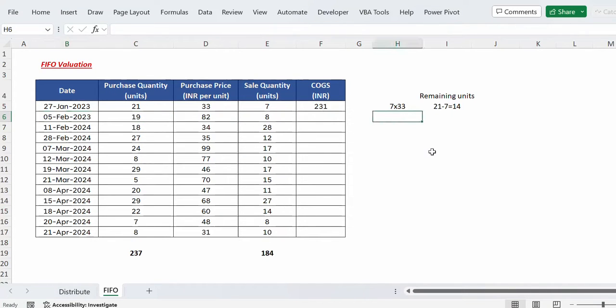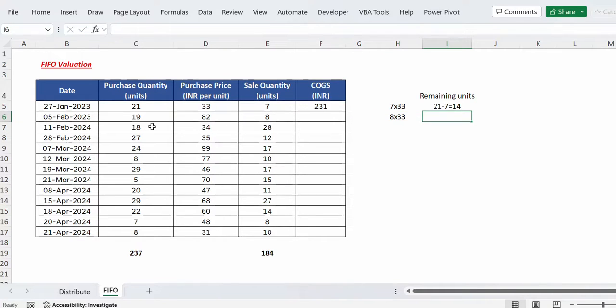So what do we mean by that? First of all, we will see whether we can completely utilize these 14 units to cover this sales. The answer is yes, because we still have 14 units remaining and we made sales of only 8 units. So we will register these 8 units at a price of not 82 but at the price of 33, because we are utilizing the previously remaining quantity here. So we will multiply this 8 by 33 here, right?